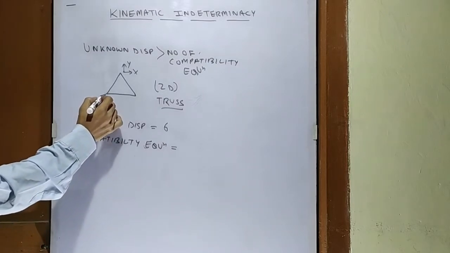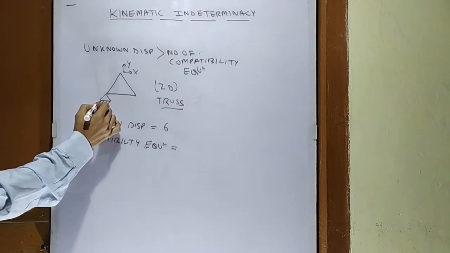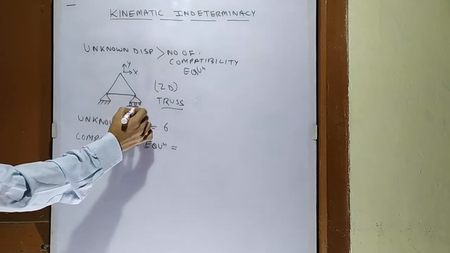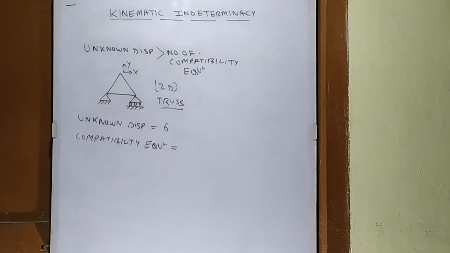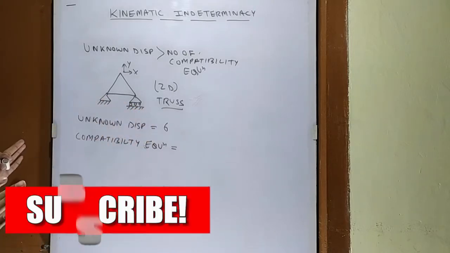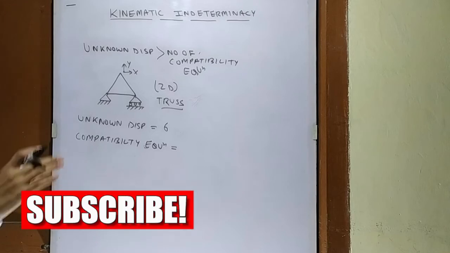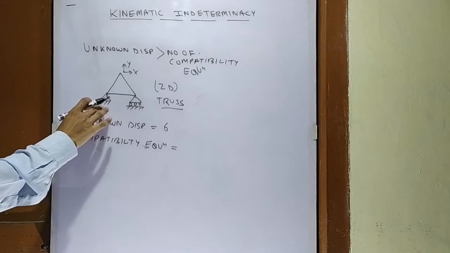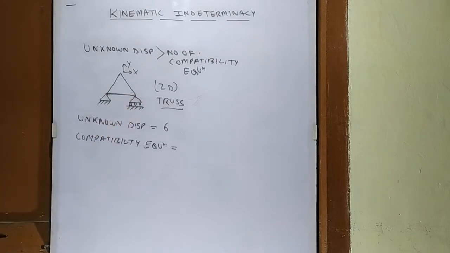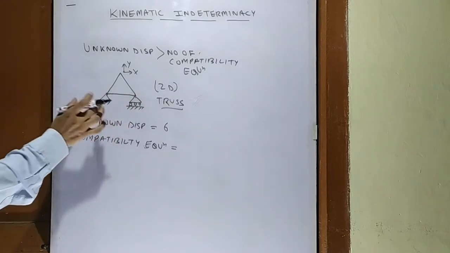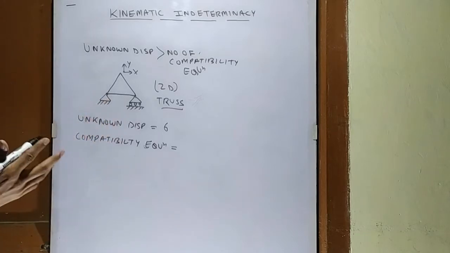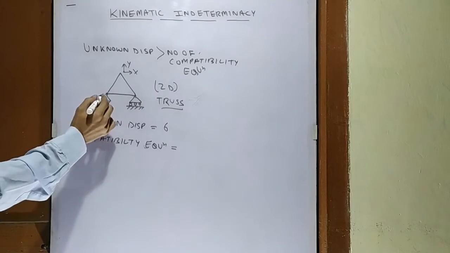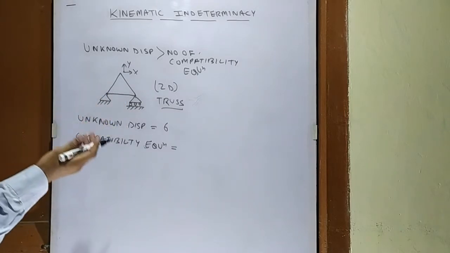So if I attach a pin support at this joint and a roller support at this joint, now okay, let us be very careful. What will happen after assigning these supports to these particular joints? Okay, these supports will restrict the motion of these joints in a particular direction.